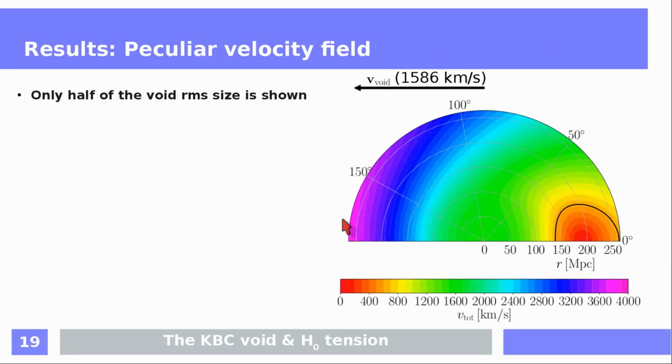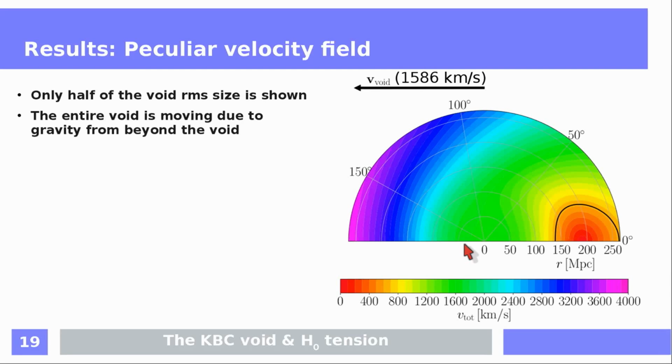Okay, now I come to the peculiar velocity field of the void, which is plotted here. Where the mouse is pointing is the center of the void, and we only show here half of the void's size because observations imply that we are very close to the void center. So we show only half of the size here. So here is the center of the void, and the color index shows the total peculiar velocity in the CMB rest frame. Now, as explained previously, the entire void is moving due to gravity from beyond the void.